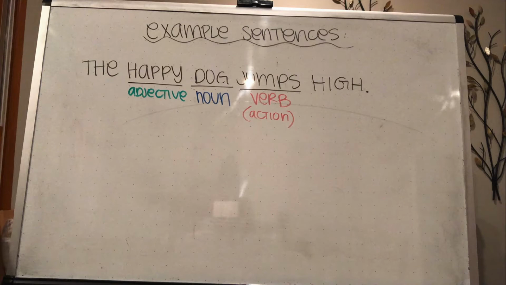Lastly, we're going to try and find an adjective, which is a word that is describing a characteristic of the noun. Since we already found the noun, which is dog, we're trying to find something that describes the dog, which is happy. So that's going to be our adjective.